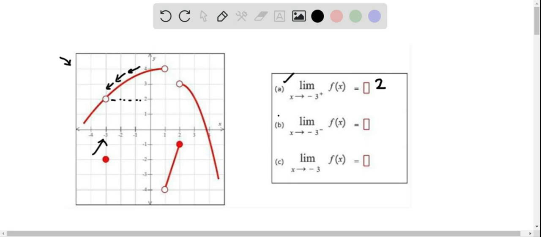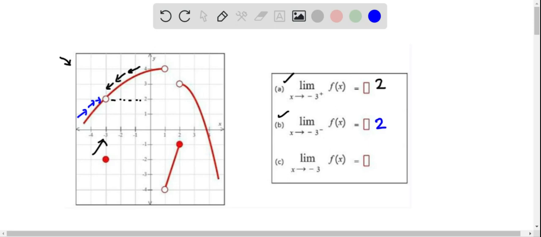Now let's determine part B. Here we have to find the limit of f of x when x approaches negative 3 minus, which is x approaches negative 3 from the left. So let's see from this direction. The graph is approaching negative 3 when it is coming from the left like this. And once again, the graph is approaching 2. So we see that this limit is 2.